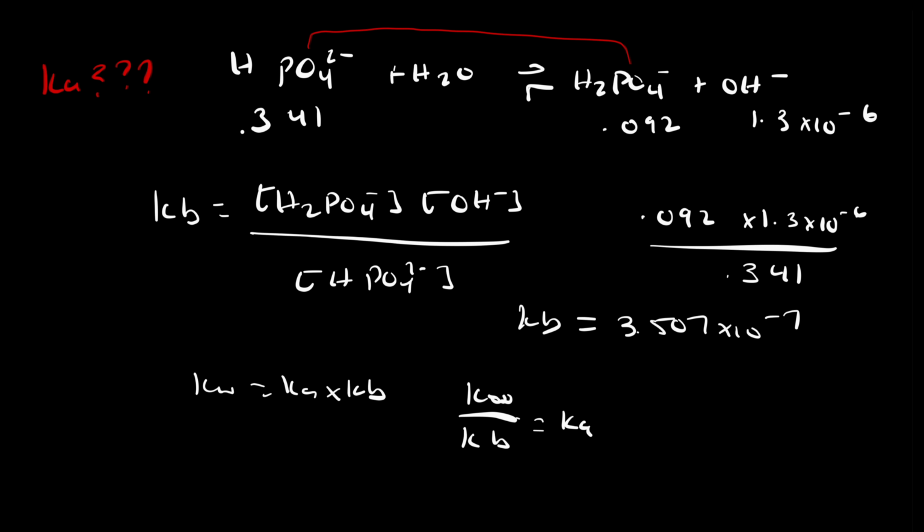And again, we know what Kw is. That's 1 times 10 to the negative 14. So we want to divide that by 3.507 times 10 to the negative 7. That should get us a Ka value of 2.85 times 10 to the negative 8.